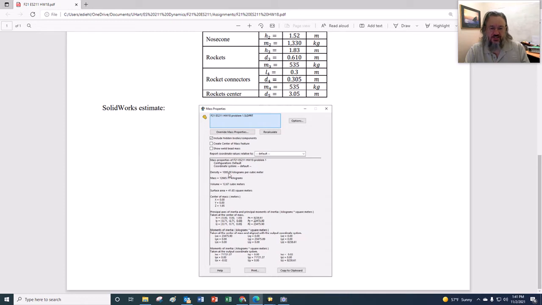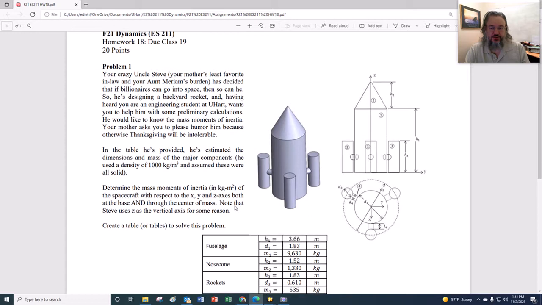So here's the SolidWorks result of this rocket ship. I guess it's this huge plastic rocket, solid plastic, I don't know. It's just an estimate, and we just made some estimates on some things. But anyway, I'm your crazy Uncle Steve, and if you're fortunate not to have a crazy Uncle Steve, God bless you, but you know who I'm talking about.